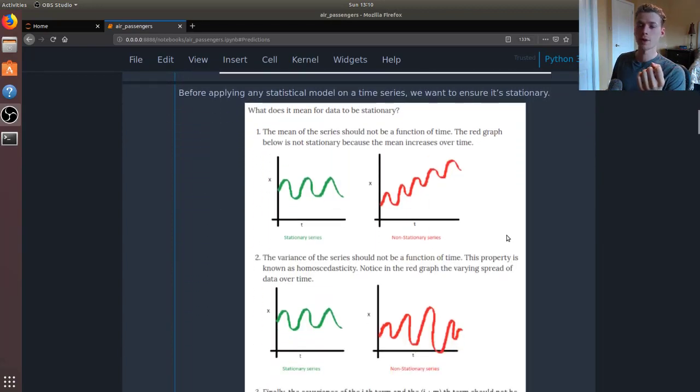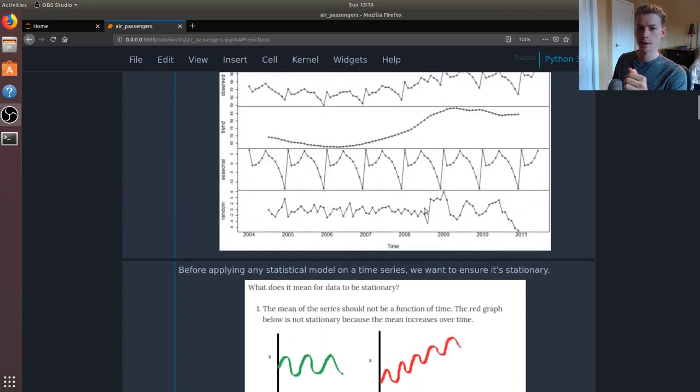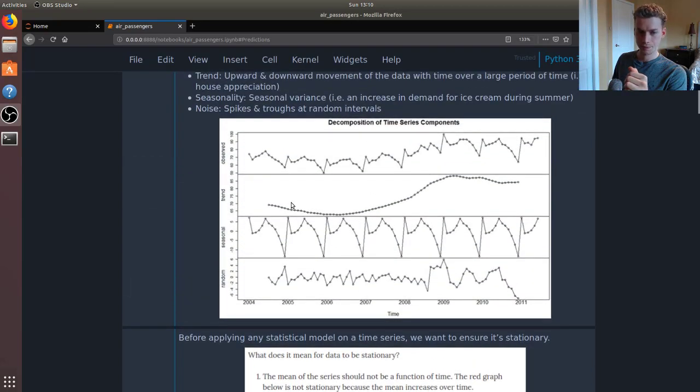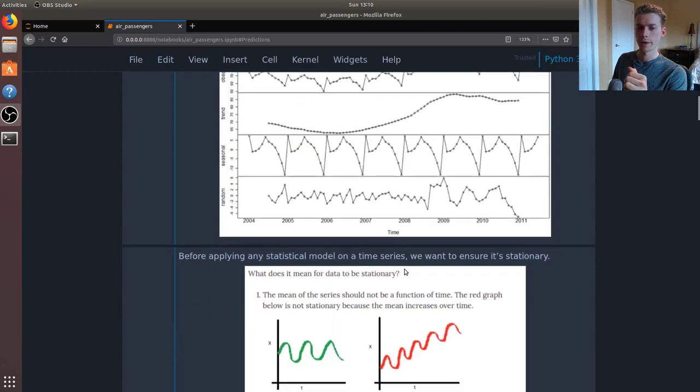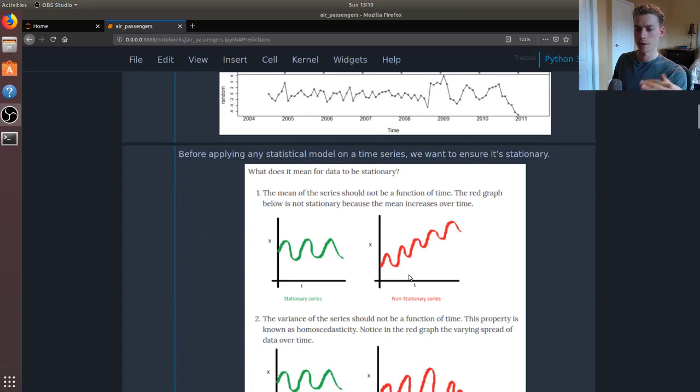Before we can apply any statistical model on a time series, we need to make sure it's stationary. And by stationary, I mean that the mean should not be a function of time. Going back here, any time series that has a trend, its mean will change with time. Its mean will actually increase. In a stationary time series, the mean will remain the same throughout time.